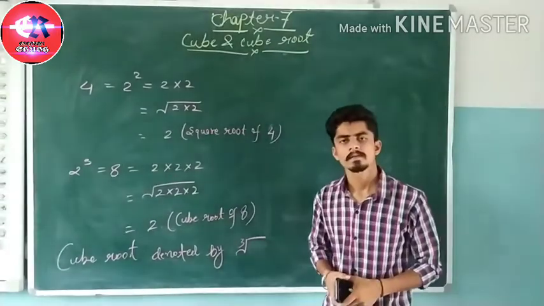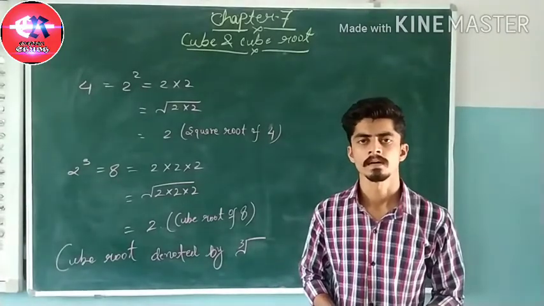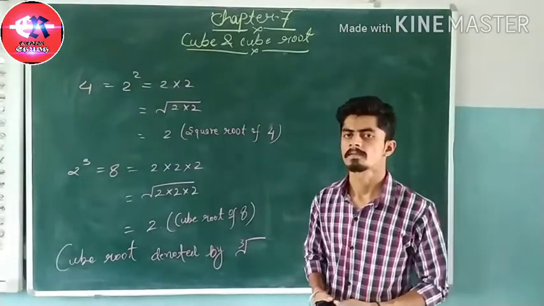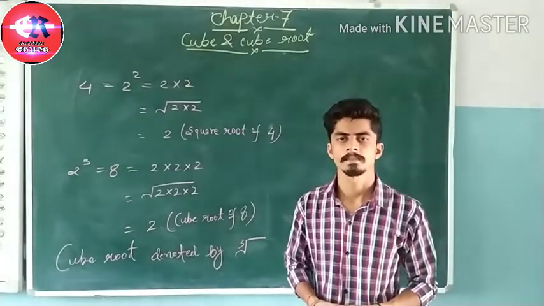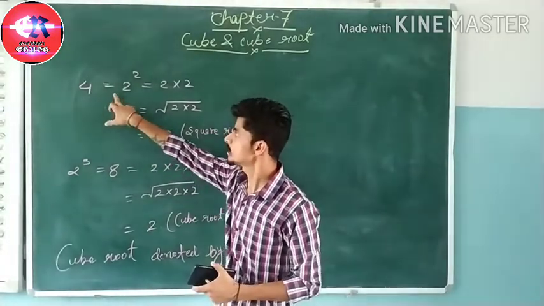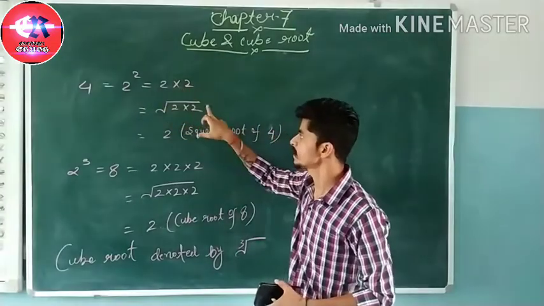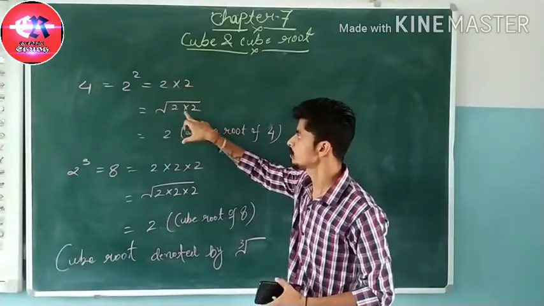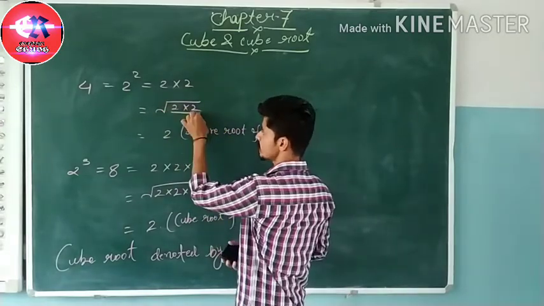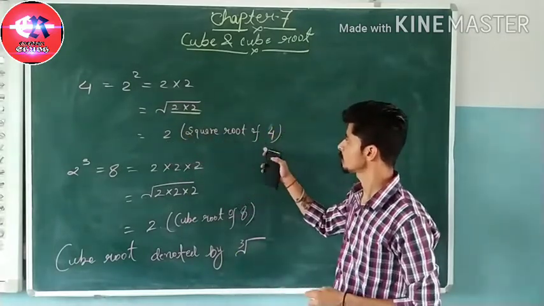In the previous chapter we found the square and the square root. For finding a square we multiplied a number with itself, so the total multiplication of the number is 2 times. Here 4 is equal to the square of 2, that means 2 times 2. If we are finding the square root, we put the square root sign on it. Now there is only one pair, so it comes out of the square root, and we get 2, which is the square root of 4.